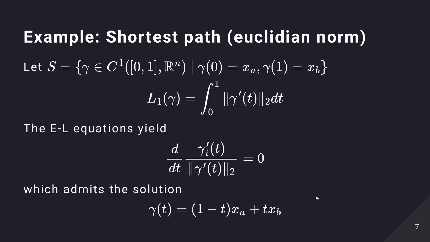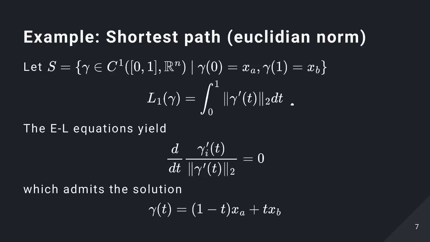And I have a first example, which goes back to what I showed last time, of trying to find the shortest path between 2 points in the Euclidean norm. So I first have my space of differentiable curves in Rn, such that they must start at xa and they must end at xb, and then I define my length functional as just the integral of the norm of the derivative, which is the standard way of defining the length of a curve.